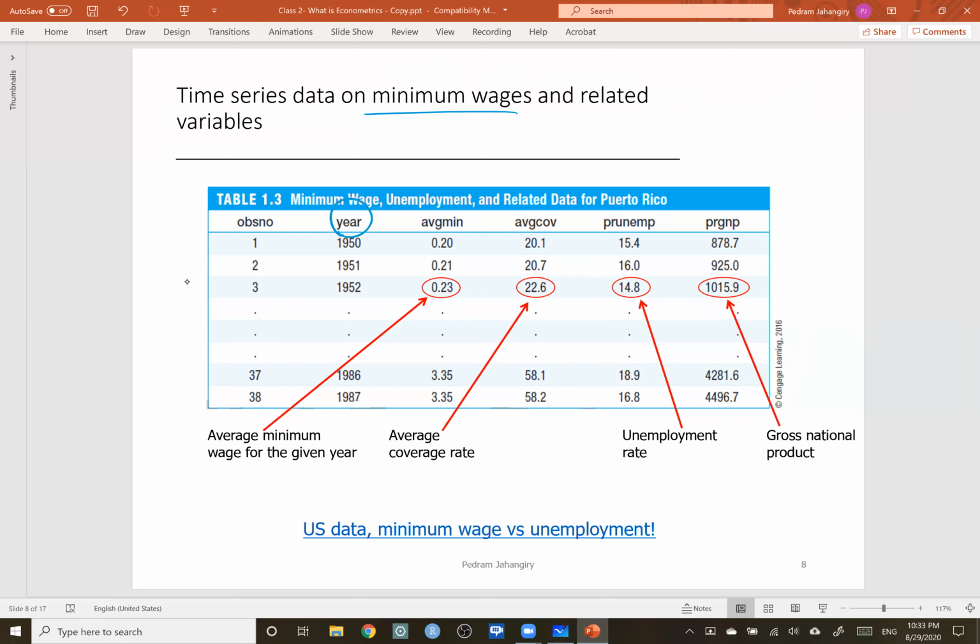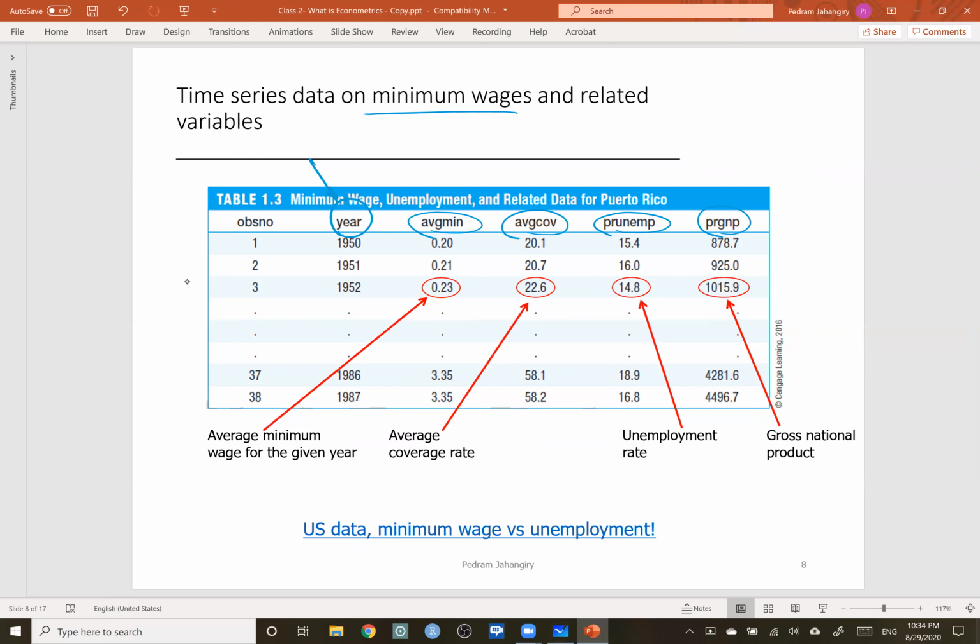Okay, so what do we have? Look at that. In time series, there must be a variable called time. So year, minutes, hours, days, month, etc. So here we have year, 1950, 1951, 52, etc. Then for each year, we are recording some numbers. So we have average minimum wage, average coverage rate, for example unemployment rate, and this is GDP, actually, it's GNP, gross national product.